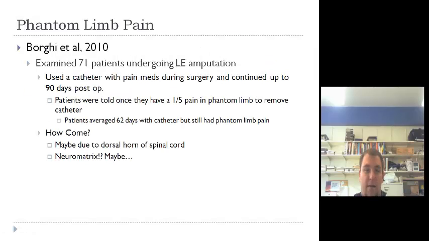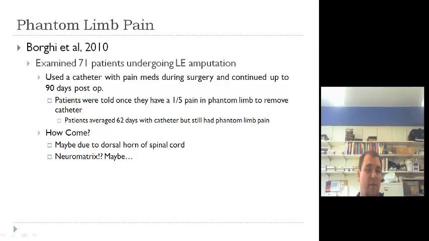So this article I want to talk about was Borghi et al. 2010, phantom limb pain. So they examined 71 patients undergoing a lower extremity amputation. They used a catheter with pain medication during surgery and continued up to 9 days post-op. Patients were told once they have a 1 out of 5 on the pain scale in the phantom limb to remove the catheter. On average, about 62 days passed before the catheter was removed, but they still had phantom limb pain.